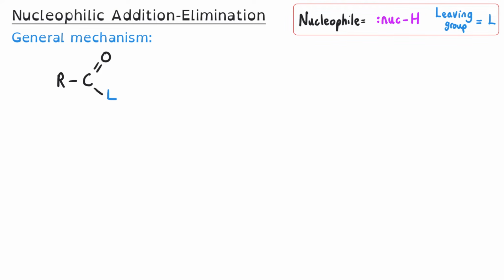The nucleophile that could attack this compound will always have at least one hydrogen atom in it, so I'm going to use Nuc to represent the nucleophile, but I'm also going to show one of the hydrogens for a reason that will become clear. The nucleophile must also have a lone pair on it, which will donate in the reaction, so I'm showing that lone pair as well.